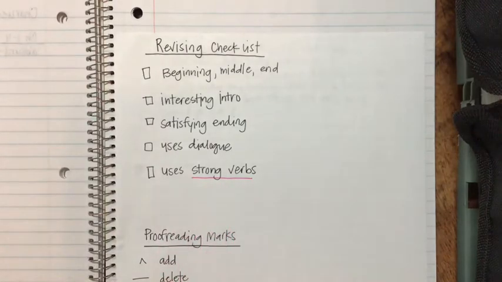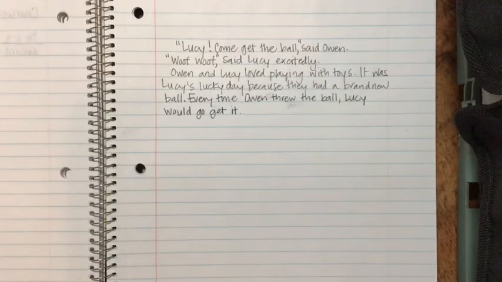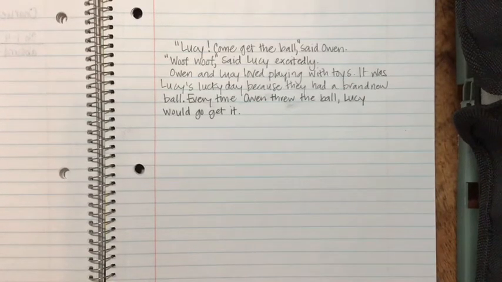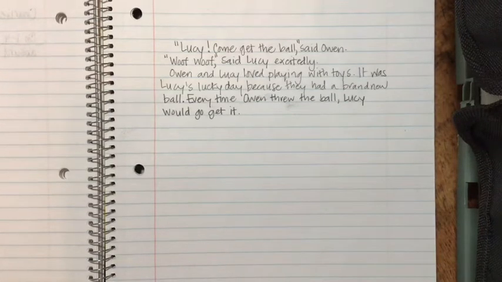And then for verbs, I'm gonna show you, I have just the very beginning of my draft here. And it says, "Lucy, come get the ball," said Owen. "Woof, woof," said Lucy excitedly. Owen and Lucy loved playing with toys. It was Lucy's lucky day because they had a brand new ball. Every time Owen threw the ball, Lucy would go get it.